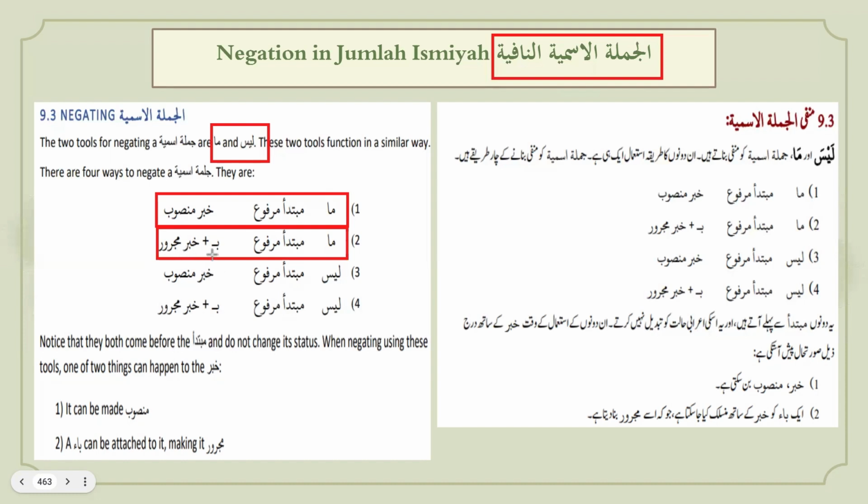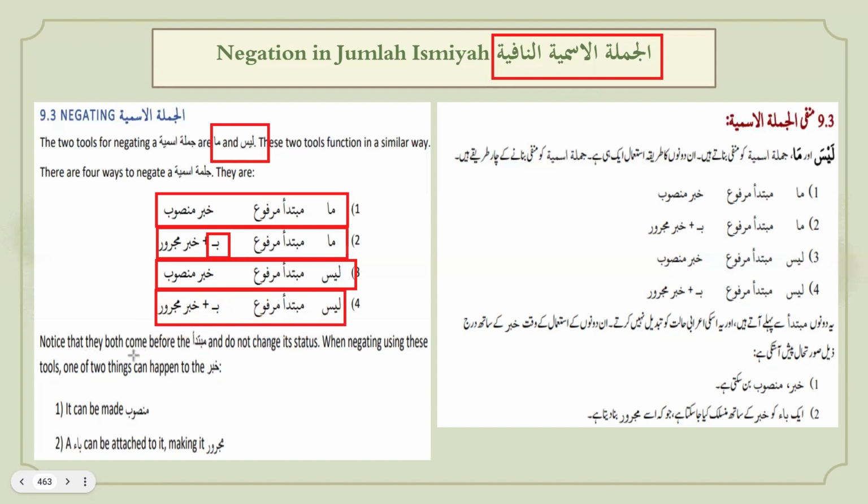But just keep in mind, this ba doesn't affect the meaning of the sentence. It is just there for emphasis, and this ba is called ba zaida. Then the same two constructions are for laysa. Laysa plus marfu' ism, and then khabar mansoob, and laysa plus marfu' ism, and then the khabar comes with ba zaida, and it is majroor.